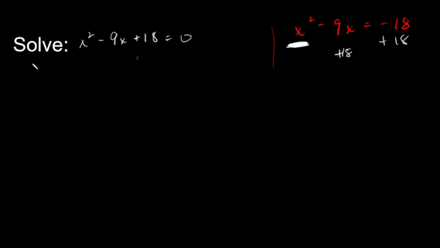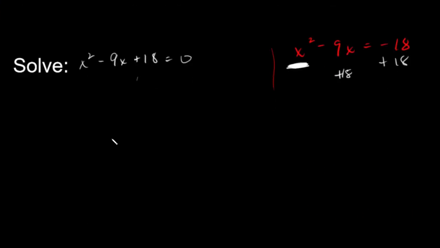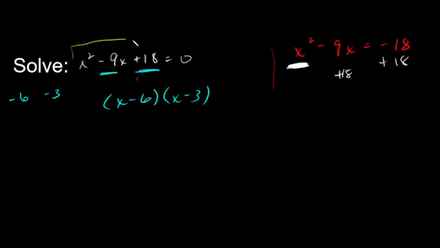The next thing we want to do after you've got it equal to 0 is factor using any method. Well, this is the easiest method to use. You think about what multiplies to give you this and adds to give you this. And the answer is -6 and -3. Those two numbers multiply to give you 18 and add to give you -9. So you've got (x - 6)(x - 3). Notice that what we just did is the translation for this piece here. You still have the equals 0 part, so you need to keep that.